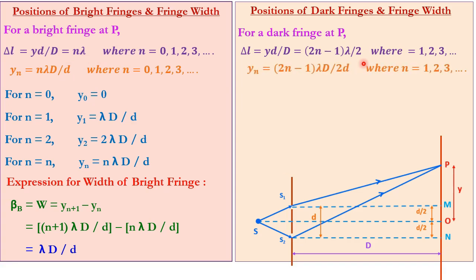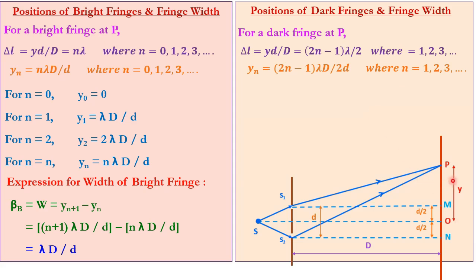If point P is dark, then what will be the value of yn? yn is given by yn is equal to 2n minus 1 lambda D by 2d. Again, values of n are from 1, 2, 3 like this. Now, on the basis of this, for each value of n, we can write down how much is the distance of dark point from the central bright.